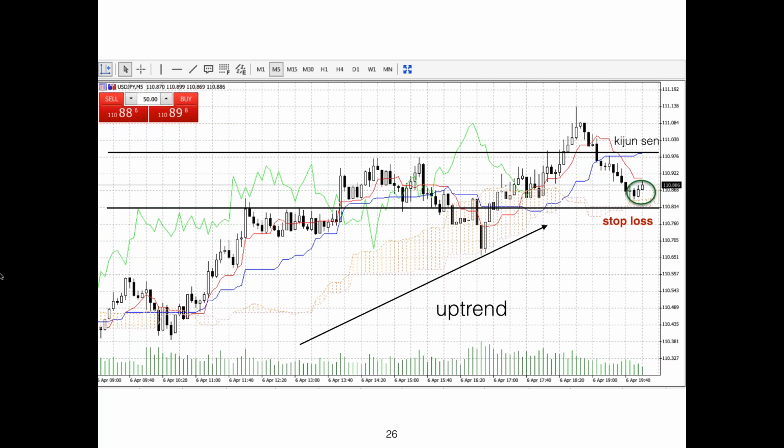Now your first profit level would be the Kijun-sen. This is your target level 1. Your target level 2 is the Chikou span. So there are two areas to take profits, target level 1 or target level 2.